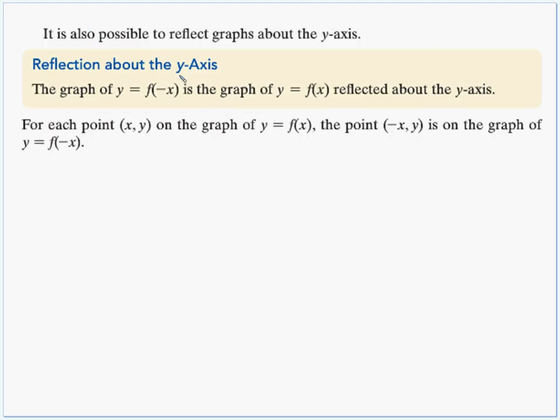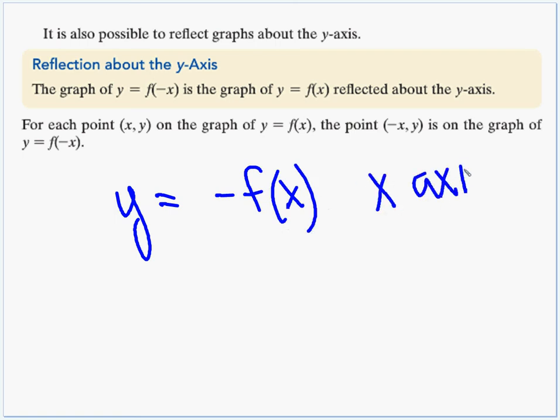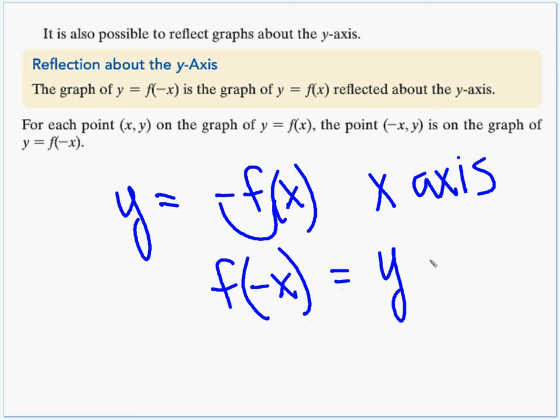Now here, we talked about this when I introduced the other one about the x. Here with the notational difference, again, what we just saw before was y equals the negative of f of x. That is an x-axis reflection. If I put that negative in there with the x, f of negative x, that is a y-axis reflection.